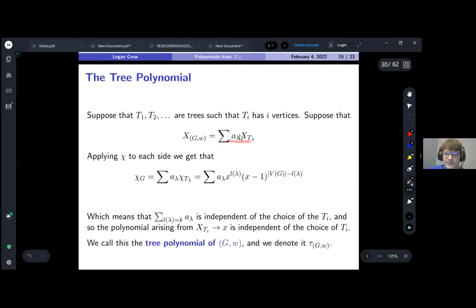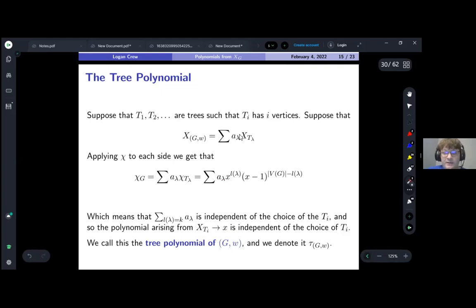because we started with any choice of trees, but we are always going to end up with this, because every tree has the same chromatic polynomial. And so we can expand x_g^w in any tree basis where we require each t_i to have i vertices, and the polynomial we get is independent of the choice of tree because of the chromatic polynomial being indistinguishable on trees of a given number of vertices. We can define this function to be the tree polynomial of our vertex-weighted graph. So this is the definition of the tree polynomial.